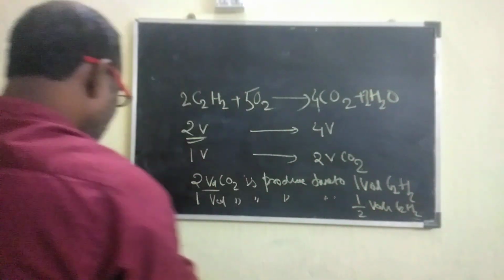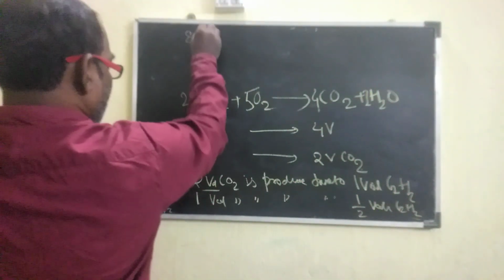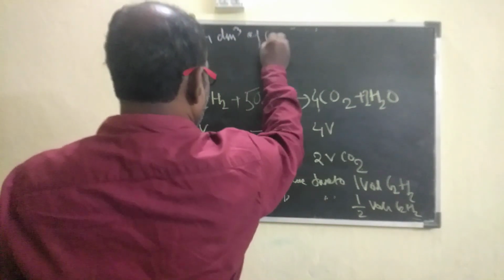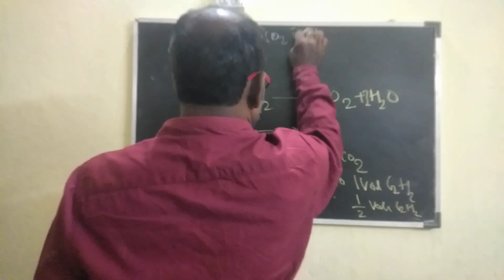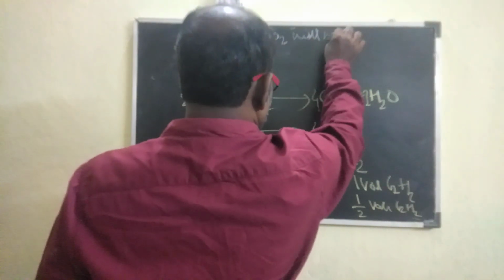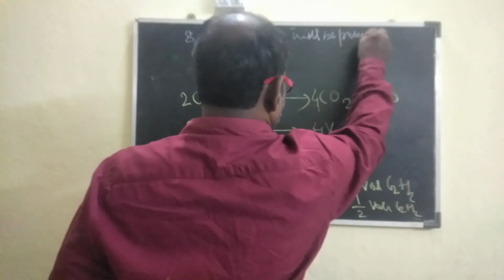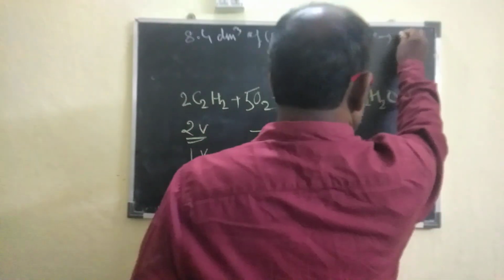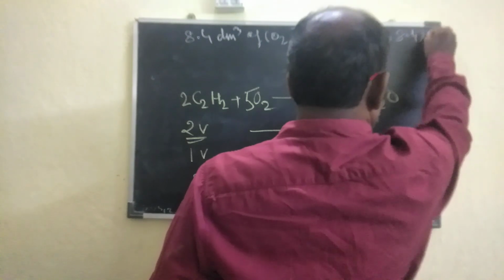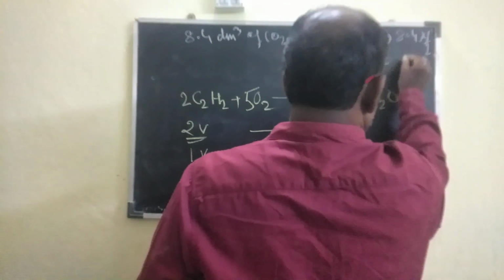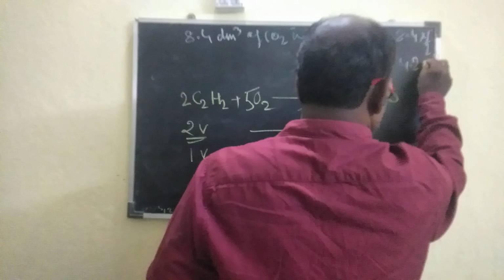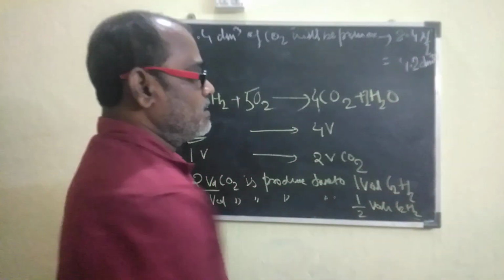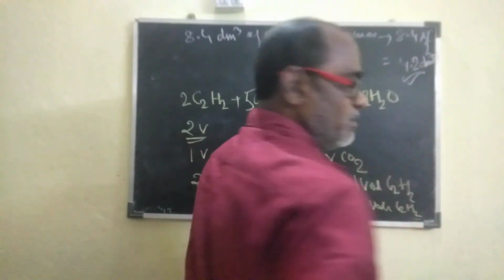After this you can write that 8.4 decimeter cube of carbon dioxide will be produced by using 8.4 into half, which is equal to 4.2 decimeter cube. In this way you have to find out the answer. So this is your final answer. Thank you.